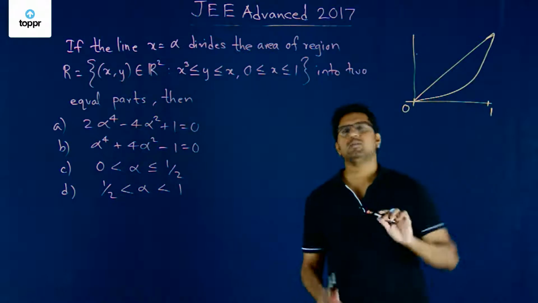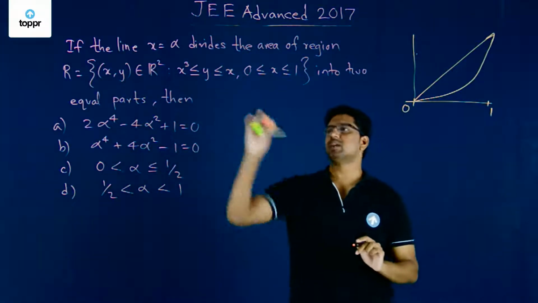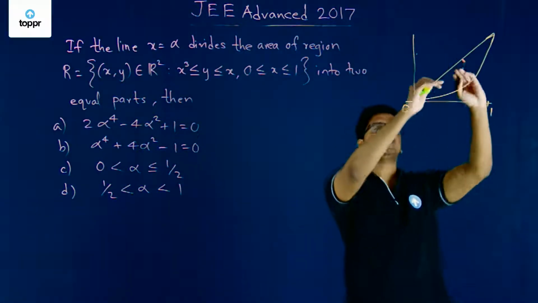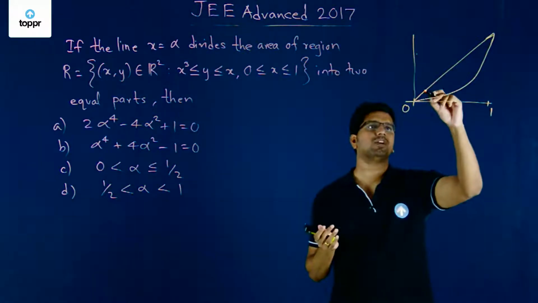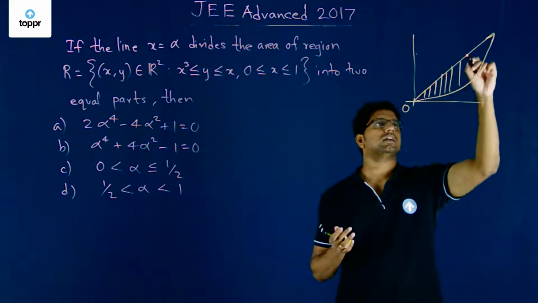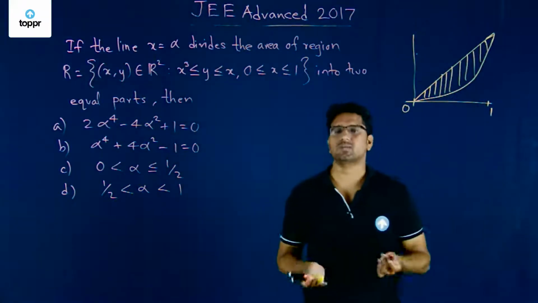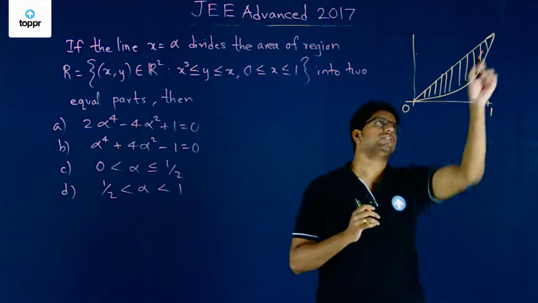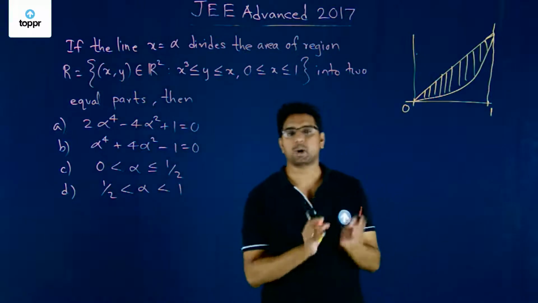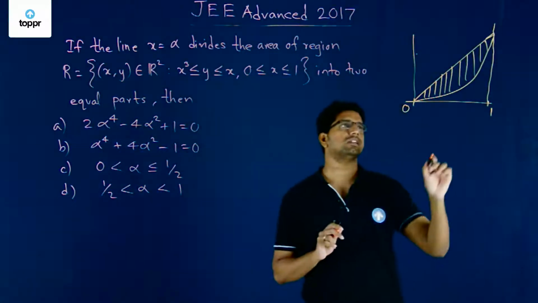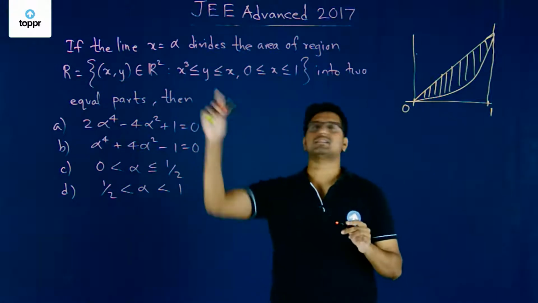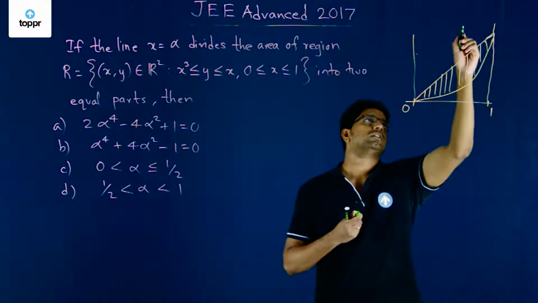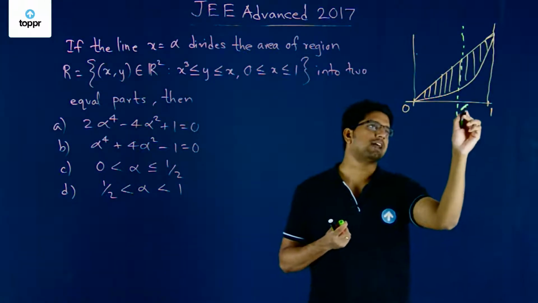Now what's being said is that the region that we are looking for consists of all those points whose y coordinate lies below x but above x cube. Or in other words, we want to find out the region which is shaded as follows. Once we have obtained the region R, now it is just a matter of using the property of integrals. It says that this line which is given by x is equal to alpha may be some line of this form.